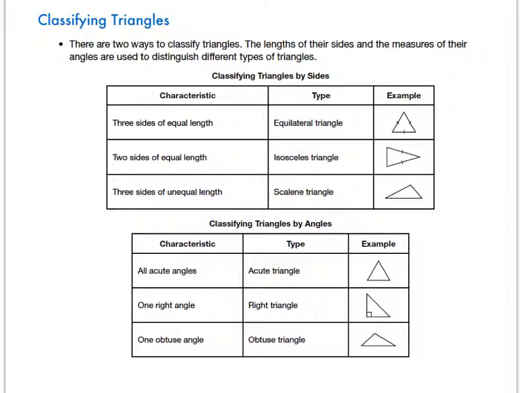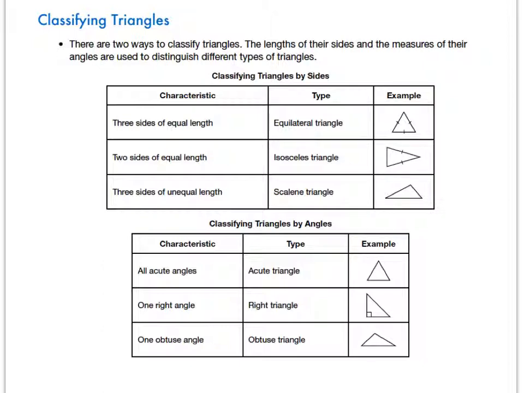In the second table, we're classifying triangles by their angles: acute, right, and obtuse. Each angle in an equilateral triangle measures 60 degrees, so an equilateral triangle is also an acute triangle. An isosceles triangle may be an acute triangle, a right triangle, or an obtuse triangle. A scalene triangle may also be any of the 3: acute, right, or obtuse.